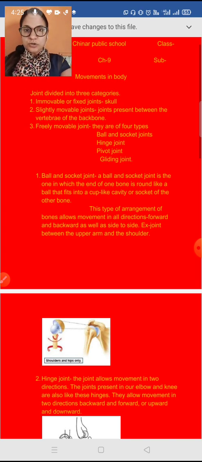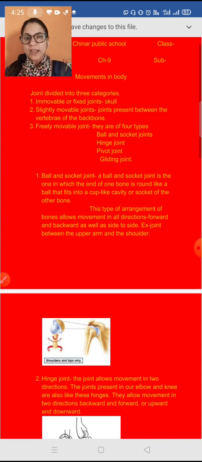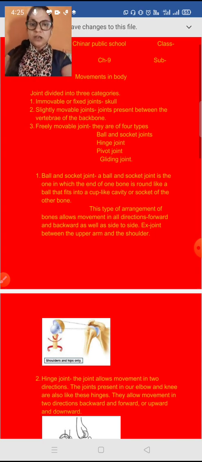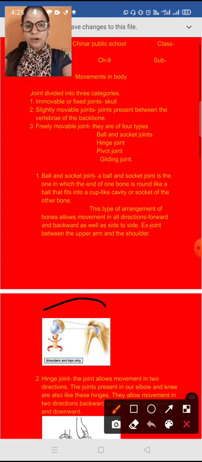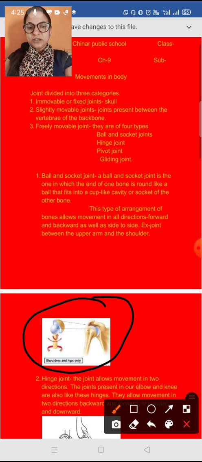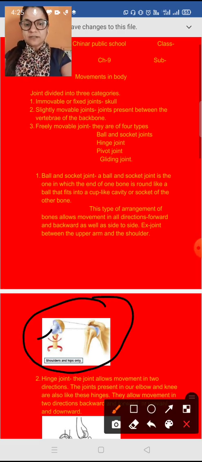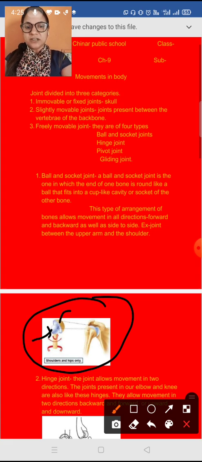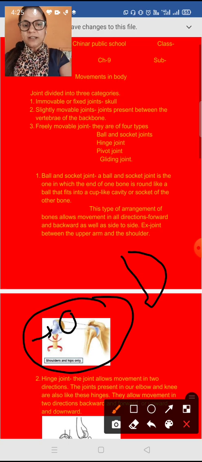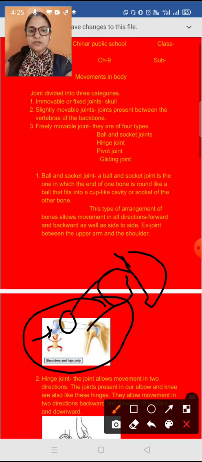As I told you in the previous module, and also in the live class, there are four types of freely movable joints. First is the ball and socket joint. Here you can see an example of a ball and socket joint. In its structure, one ball is fixed in a cavity in a socket, means एक socket के अंदर ball fix है. This is the ball and socket joint.